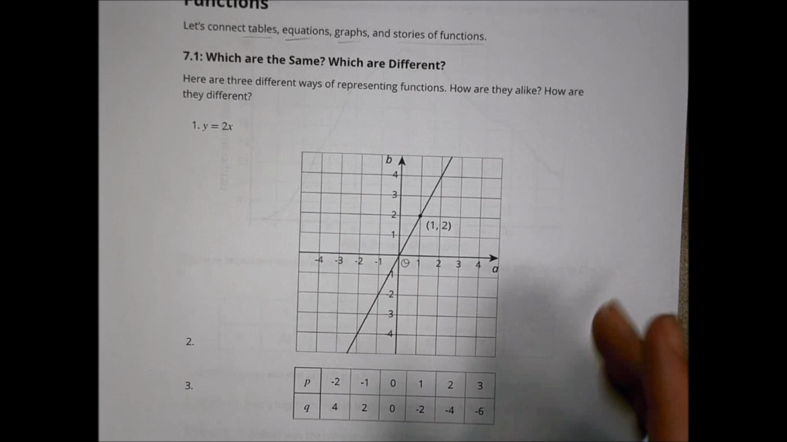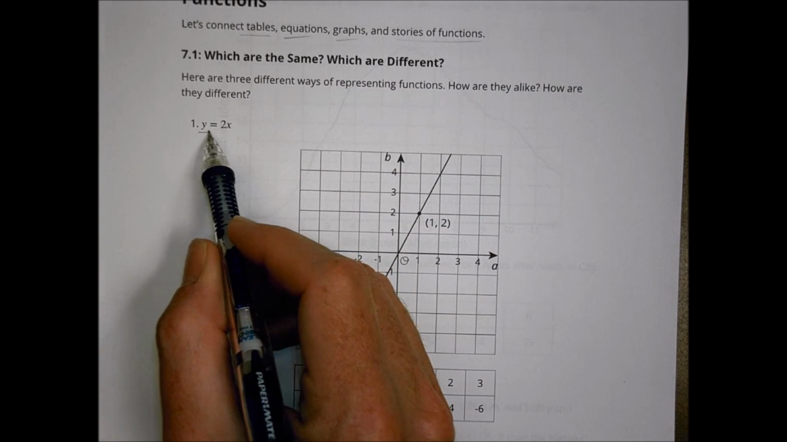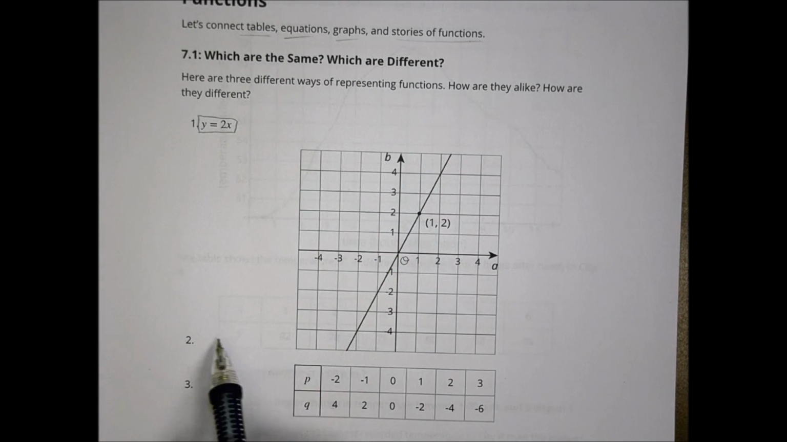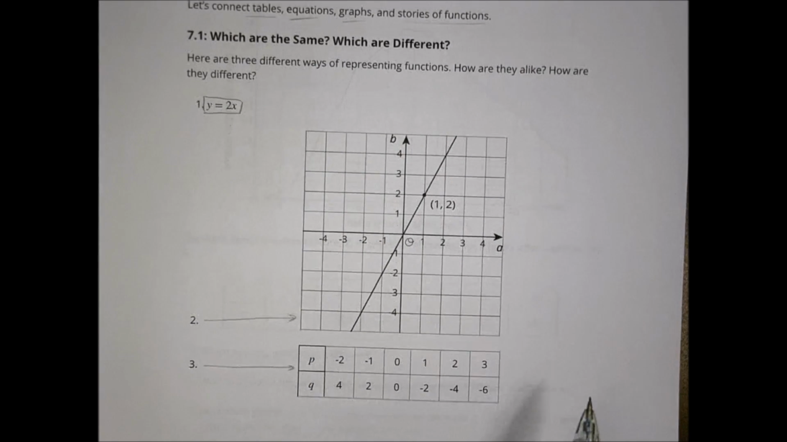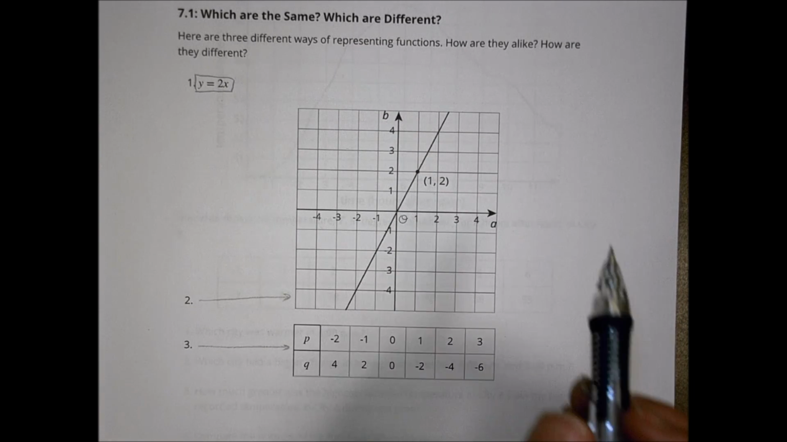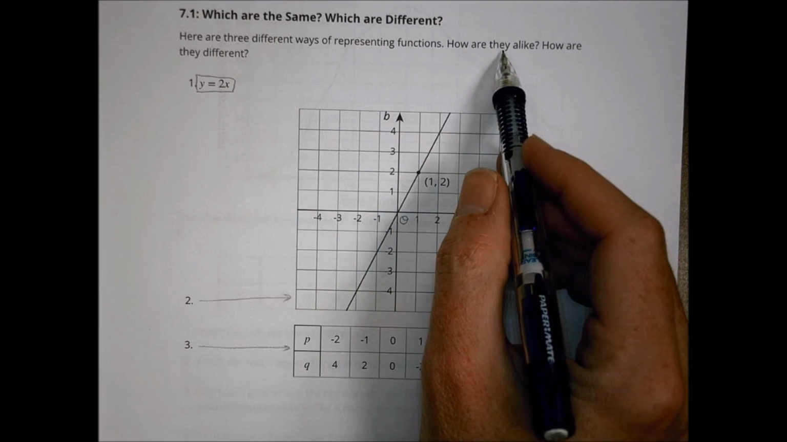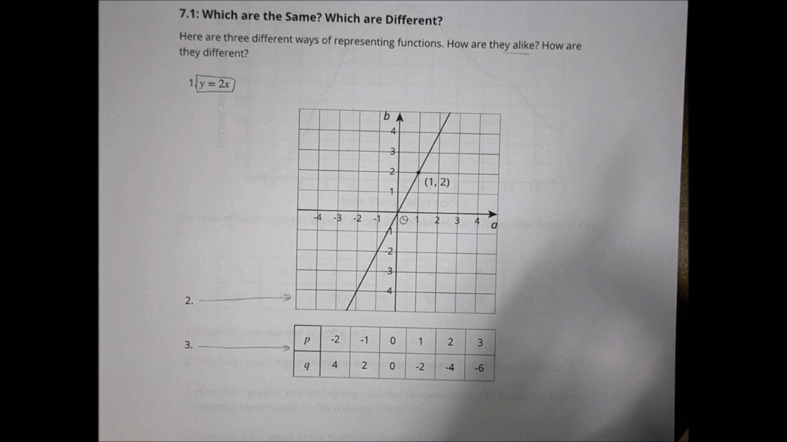So first we begin with an equation here, y equals 2x. We have a graph right there, and we have a table right there. Those are our three things we're comparing here. And it says here are three different ways of representing functions. How are they alike, and how are they different?